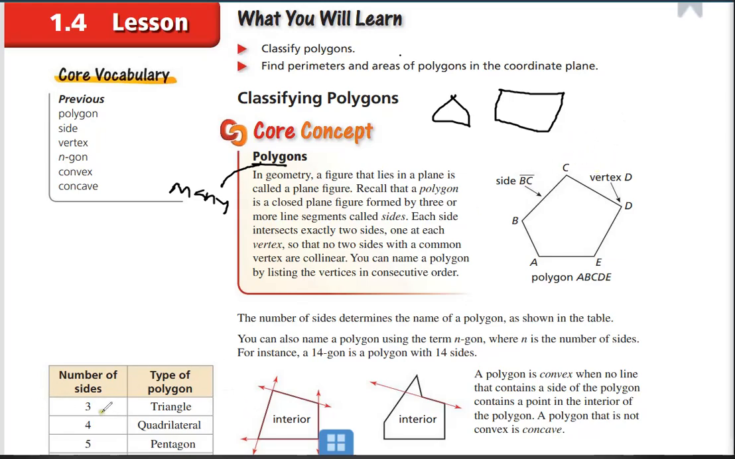Now we have some specific names. I've got a little chart over here. 3 sides is a triangle, 4 sides is quadrilateral, 5 sides is a pentagon, but they can't have an infinite number of names of the things. So that's what n-gon is about. If it's a 14-sided thing, it's a 14-gon. If it's a 17-sided thing, it's a 17-gon. That way we can make the names as we need them.